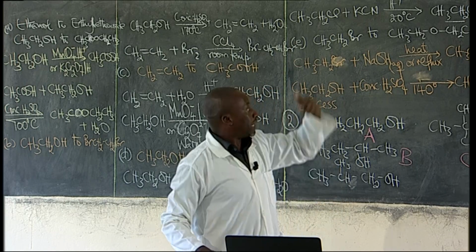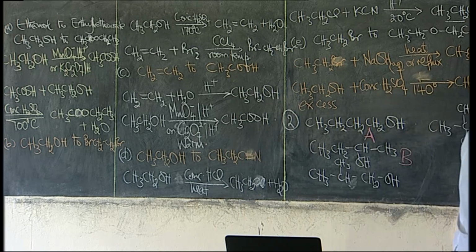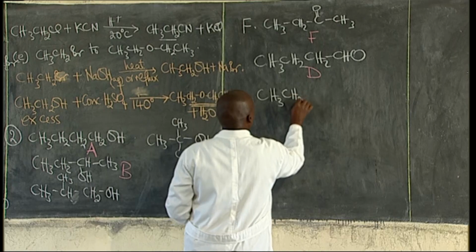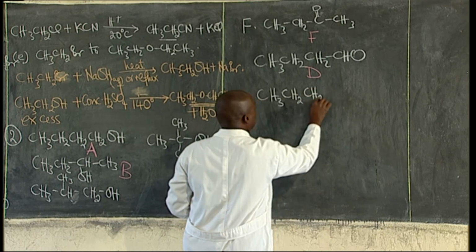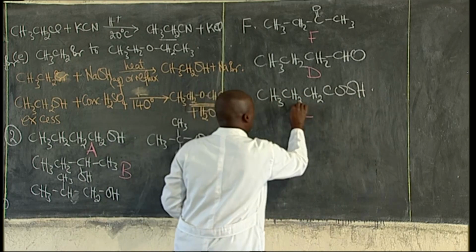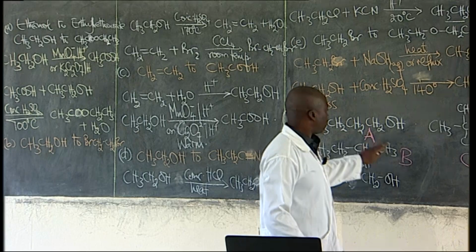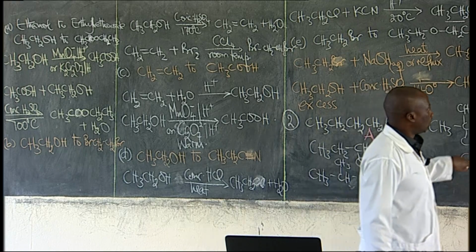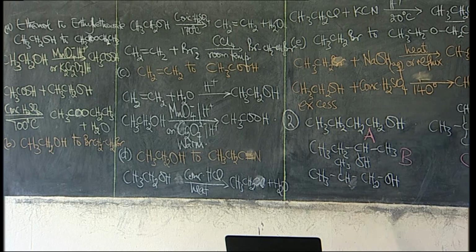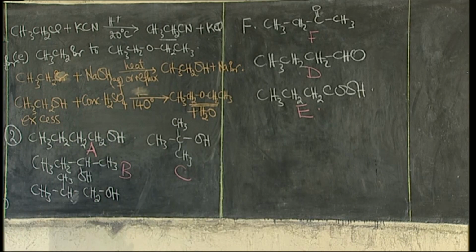So E must be a carboxylic acid, because this one reacted further to produce the carboxylic acid. That means it is oxidized further to a carboxylic acid. So it will be CH3CH2CH2COOH. And this one will be E. So we have A, B, C, D, E, and then we have F. That's how we can identify these compounds.